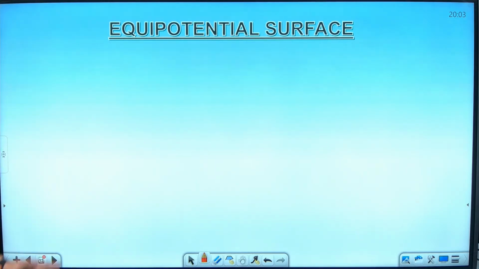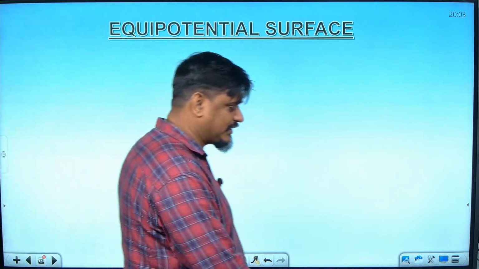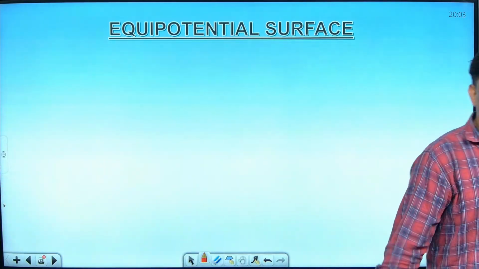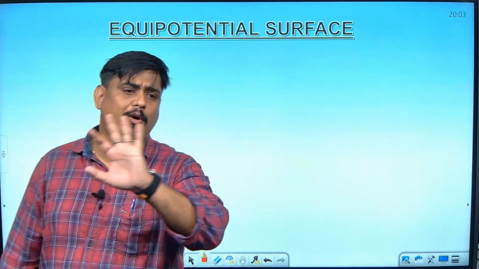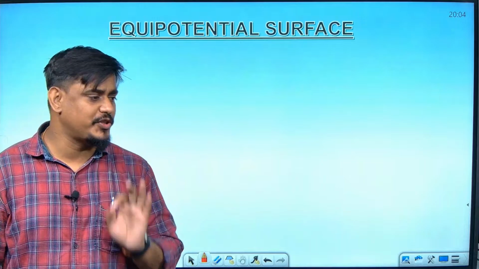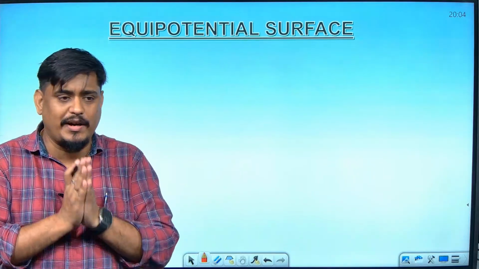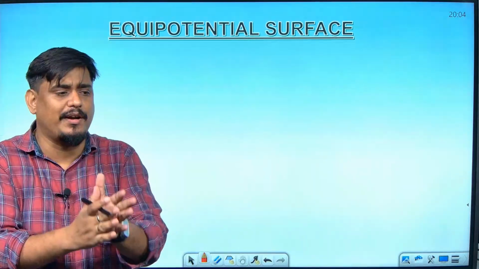Next question, next topic, which I have discussed before some time also. Once again, I will repeat it. Equipotential surface. What is that? It is a surface on which all the points will have same potential. It is a locus made by joining all the points of same potential.